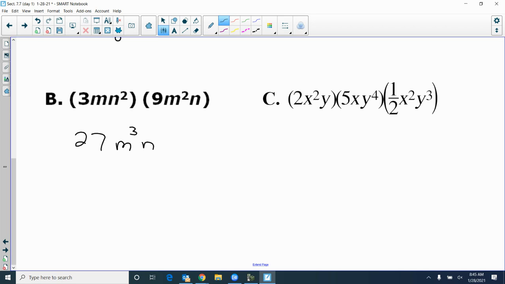All right, you got m to the third. Why wouldn't it be n to the third? Oh, I meant that. That's what you meant? Gotcha. All right, so 3 times 9 is 27. m times m squared is m cubed. n squared times n is n to the third. So they're both the same. Okay? Joe, does that make sense?